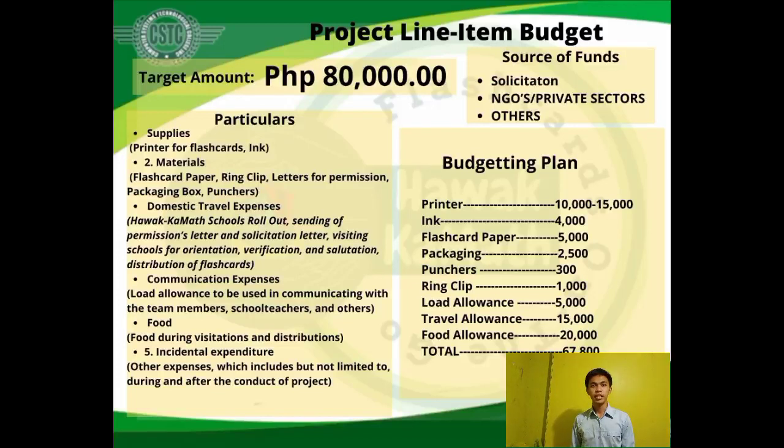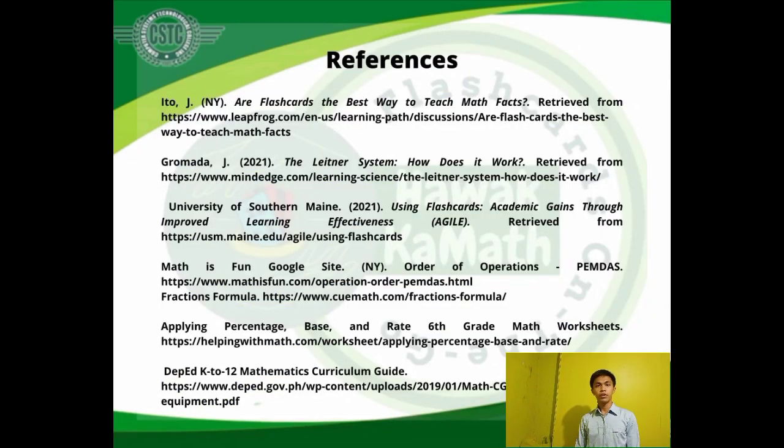Thank you, Mr. Riden Pamesa. And here is our project line item budget, and our estimated target amount of money is 80,000 pesos. This is the budgeting plan that we prepared, and our source of funds will be solicitation from NGOs, private sectors, and others. And here are our references.